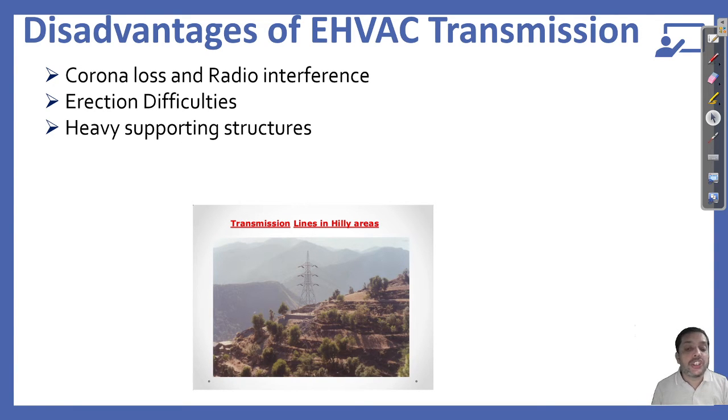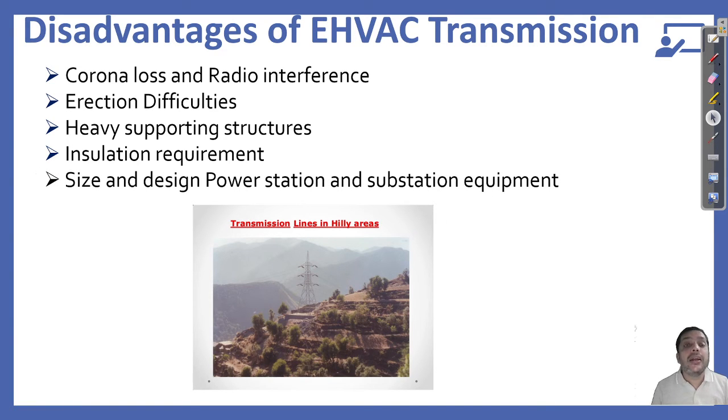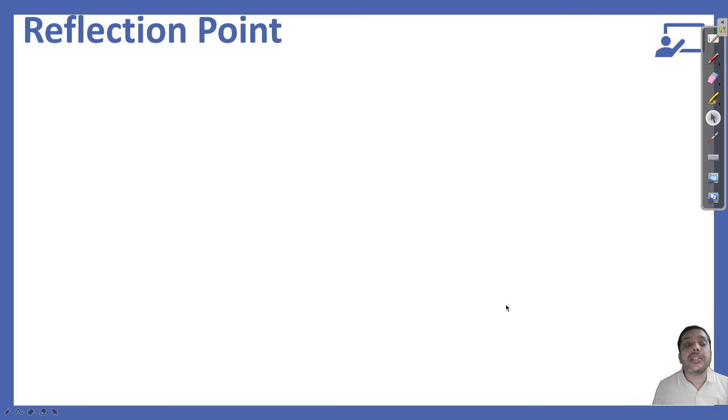Heavy supporting structure: obviously it requires a very heavy supporting structure to hold the transmission line. Then insulation requirement: as the voltage level goes on increasing, the insulation requirement is also very high. Then size and design of power station equipment: the size and the ratings will increase, so that will also be a big problem.